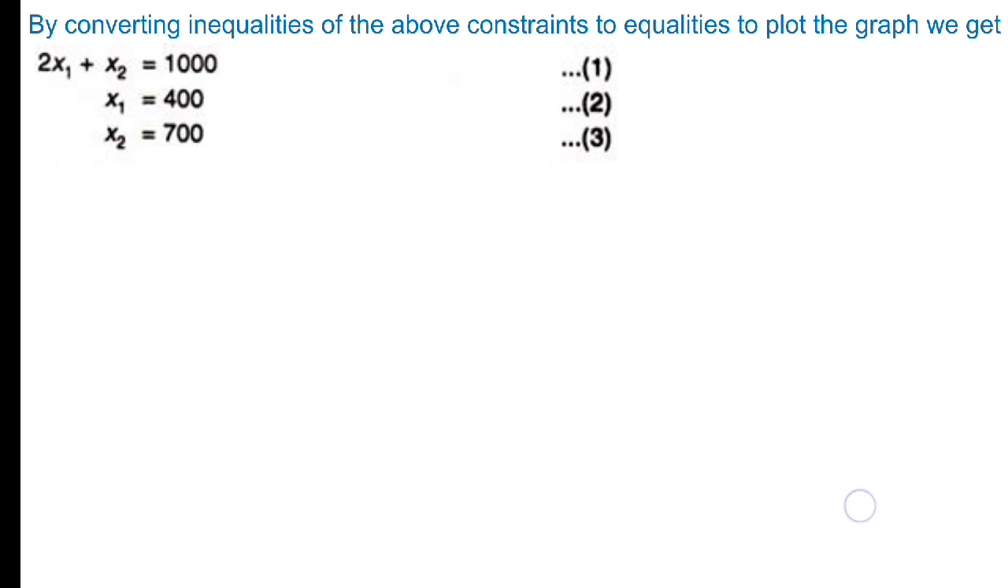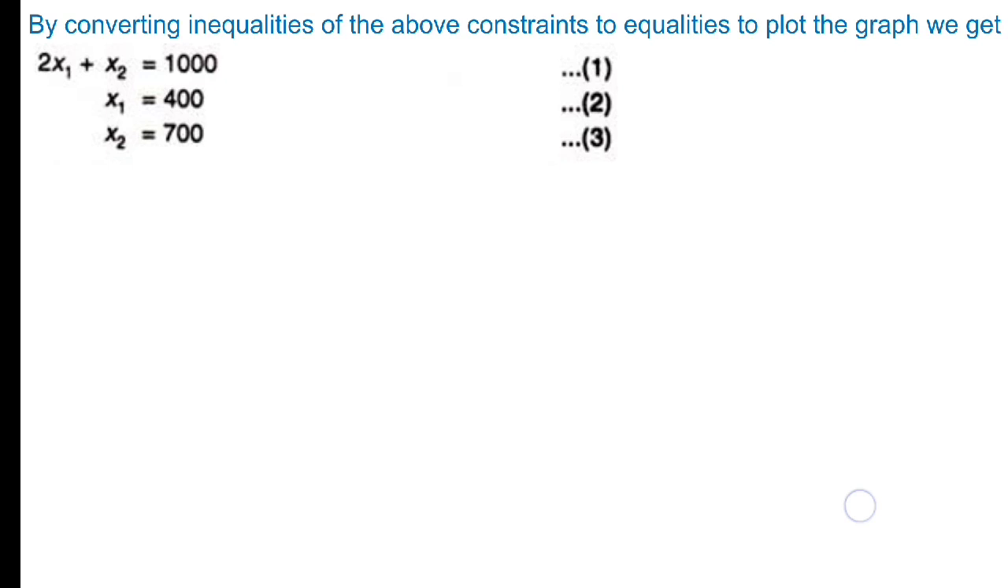So we will be plotting the graph. The slanting line will be the first constraint. Second one: x1 equal to 400, a vertical line will be drawn at the value 400. Third one: x2 equal to 700, a horizontal line perpendicular to the y-axis. Because everything is less than or equal to, the common region is what I have shown in the figure. In this figure, you will get it.